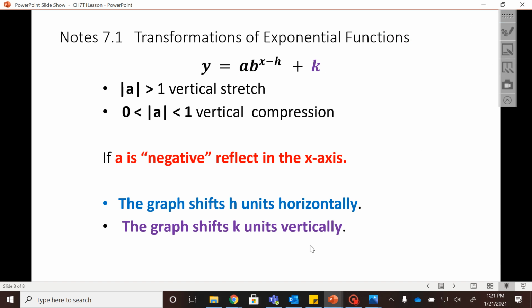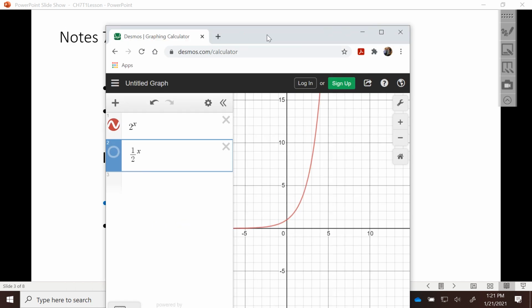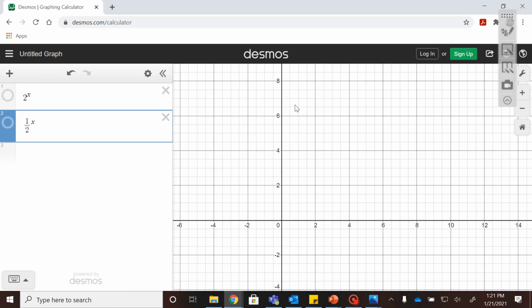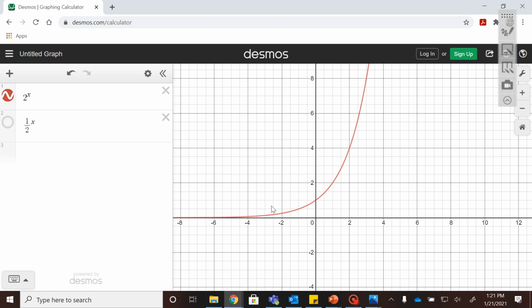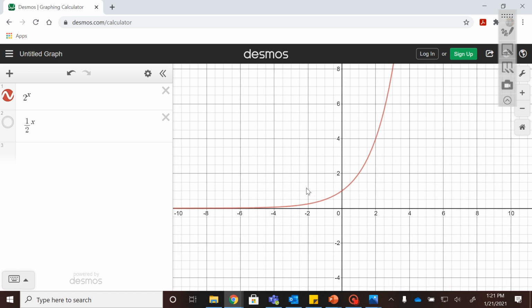Let's take a quick look at what exponential functions look like. Right here, this is a growth function. You can see that it rapidly increases from left to right. It also gets very, very close to 0 here. This is called an asymptote. An asymptote is a line that this graph will never cross. This graph never goes below 0. It gets very close to it, but never crosses it. And this is growth. You can see that it's getting larger.